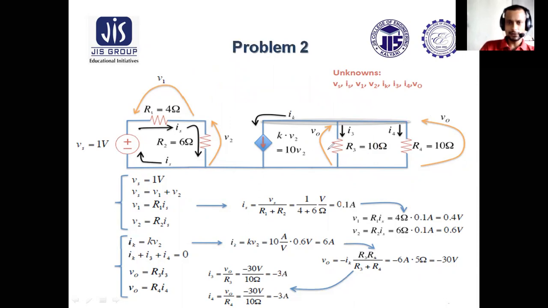Once V0 is found, this is V0. Voltage across this is V0. So I3 will be V0 by R3. So I3 is V0 by R3, that is minus 3. So actually current should be in this direction. But here the shown current I3 is in downward direction. I4 is V0 by R4, that is minus 3. So my I4 also should be in this direction. So 3 ampere, 3 ampere together will be 6 ampere, and this will be 6 ampere. So that is how we can get the solution using divider rules or KVL, KCL together. Okay. So this is up to this.